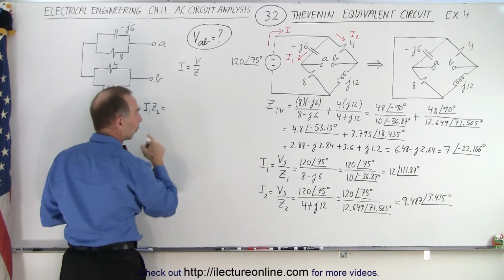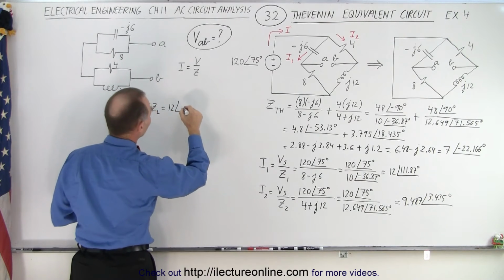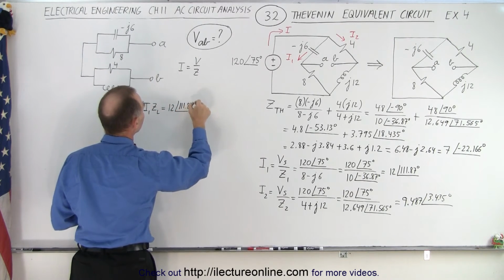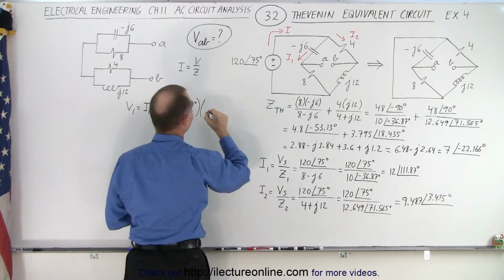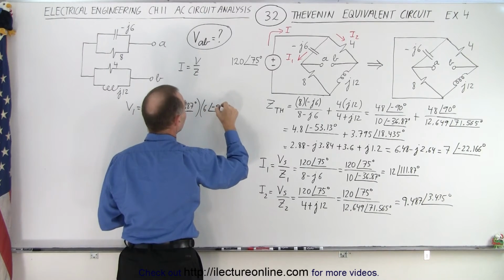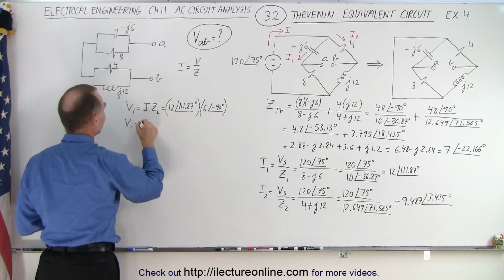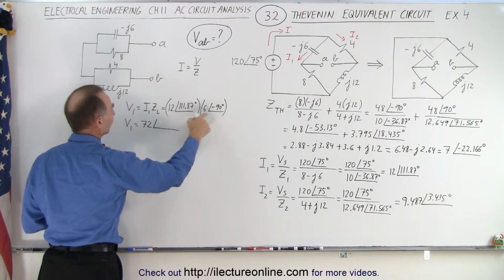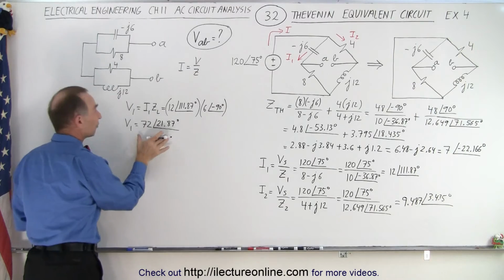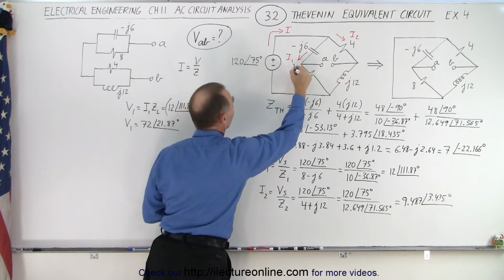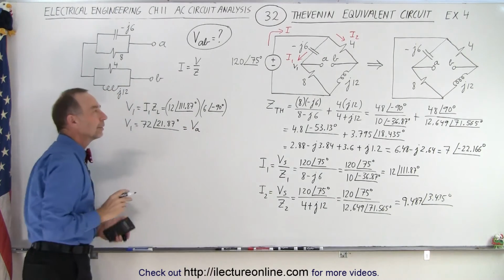In this case, I1 is equal to 12 with a phase angle of 111.87 degrees, multiplied times Z at the top, which is 6 with a phase angle of minus 90 degrees. And so V1 is equal to 72 with a phase angle of, subtracting 90, 21.87 degrees. So that's the voltage at this point right here.